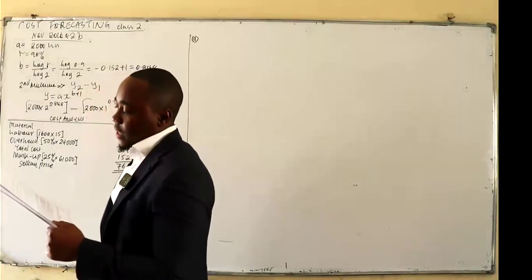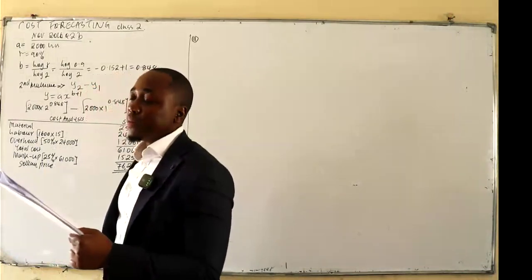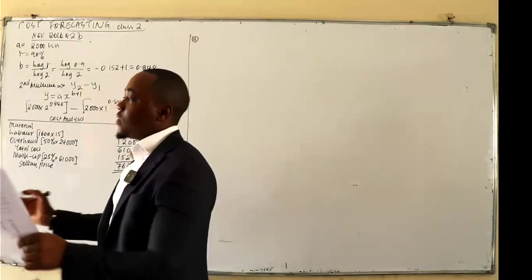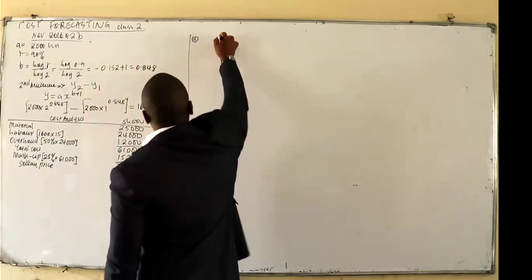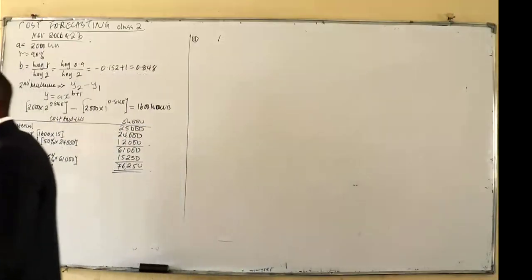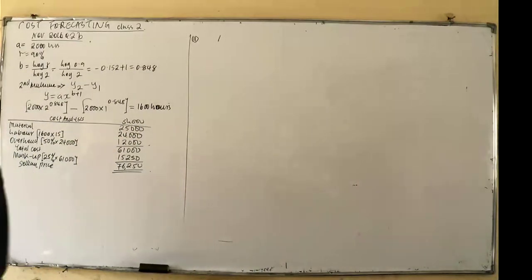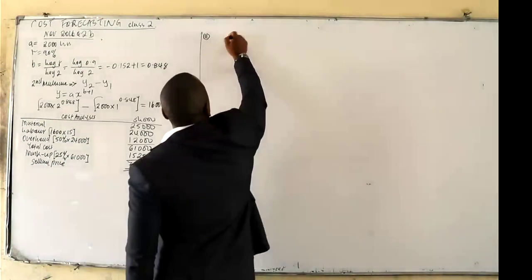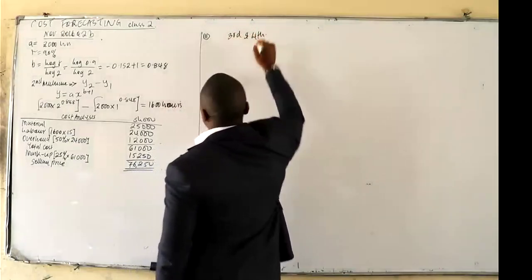Number two, advise the management of Innovators Limited on the price quotation per machine if the customer above places an order for the third and the fourth machine as a single order. Third and fourth. Those are how many machines?